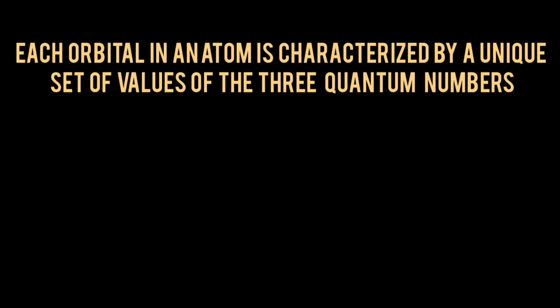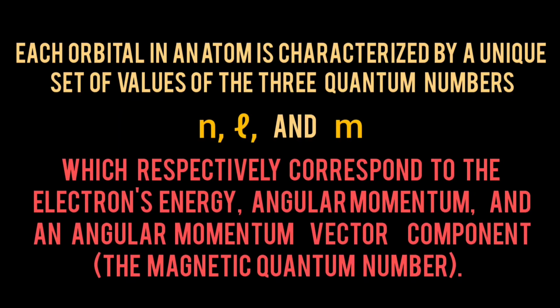Each orbital in an atom is characterized by a unique set of values of the three quantum numbers n, l, and m, which respectively correspond to the electron's energy, angular momentum, and an angular momentum vector component, the magnetic quantum number.